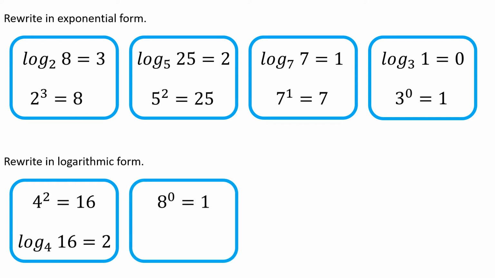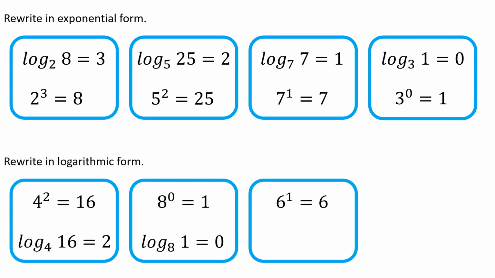8 to the 0 power equals 1. Okay, the base is 8, right? So it's log base 8. Then I got to remember to put the 1, so log base 8 of 1. I'm basically saying, hey, if the base is 8 and the answer was 1, what was the exponent? Well, the exponent had to be 0. 8 to the 0 power makes 1.